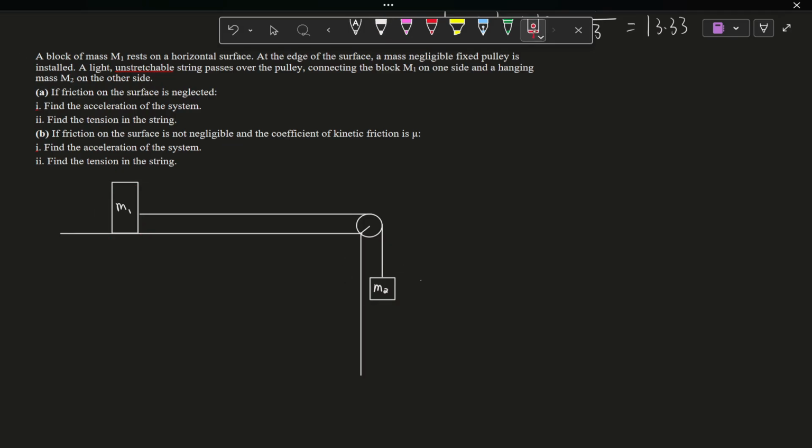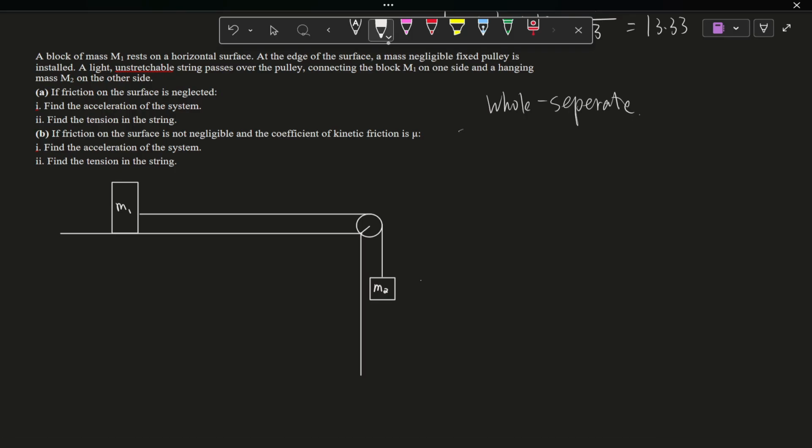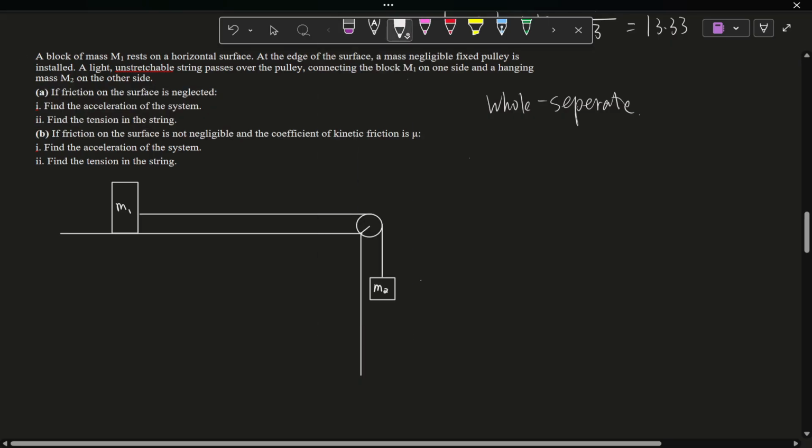Part A. If friction on the surface is neglected, first, find the acceleration of the system. Second, find the tension in the string. So for this question, again, we're using the whole-separate method. As you can see, this method can fit a lot of scenarios in physics problems. So let's solve it. A.